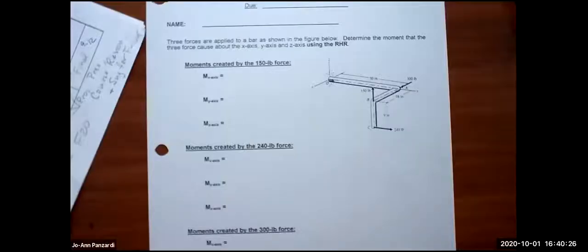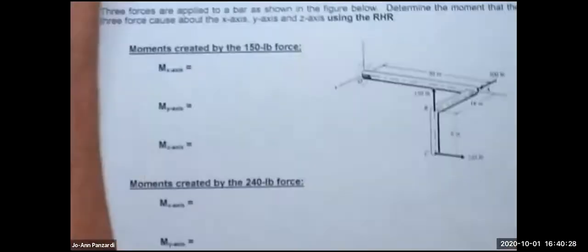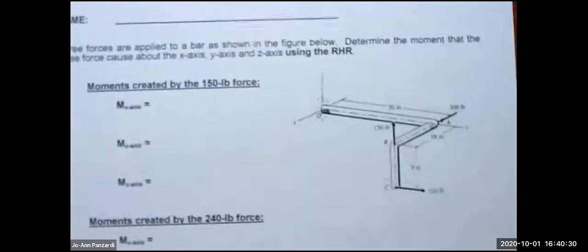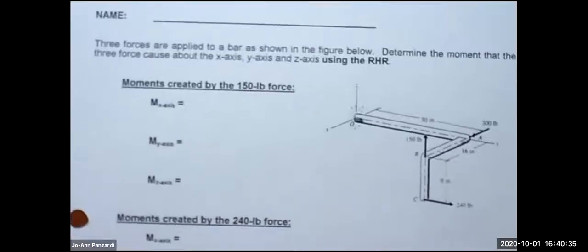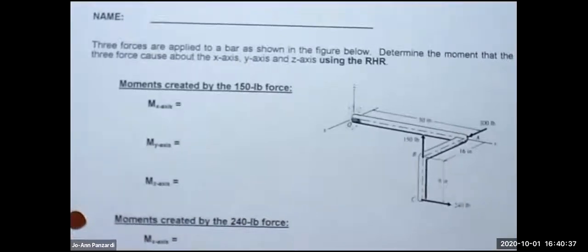Okay, so what we're working on is coming off the module. The problem is in the module. You could print it out if you want, but we're going to be working right on the sheet. So I am going to put the document camera on now. And here's the problem. Everybody see it okay? Thumbs up?